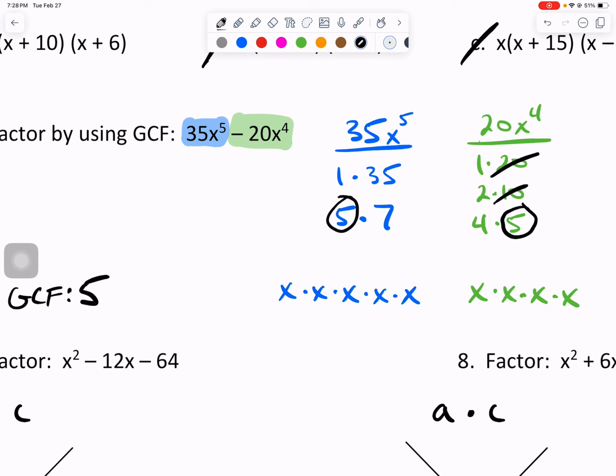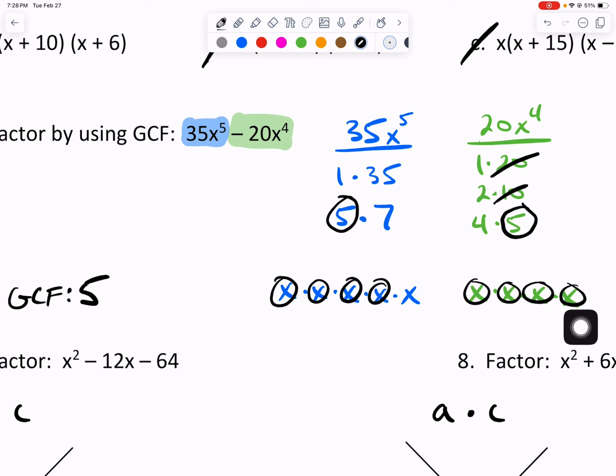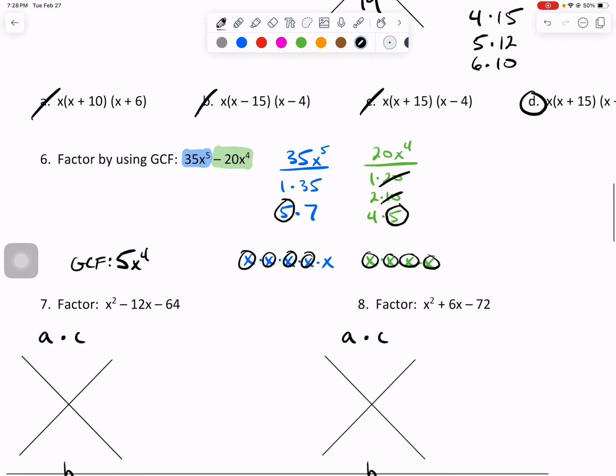All right, now if I can take 1 x from blue and 1 from green, 2 from blue, 2 from green, 3 from blue, 3 from green, 4 from blue, 4 from green, but I can't take any more, I can at least take 4 x from each of them, or x to the 4th power. Okay, now we have found our greatest common factor, but it wants us to factor it out completely.